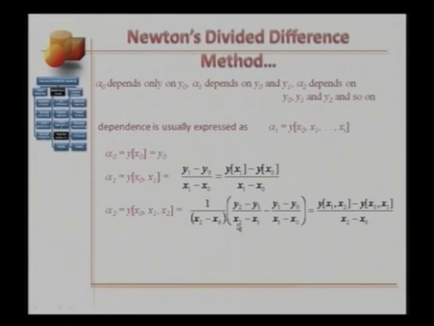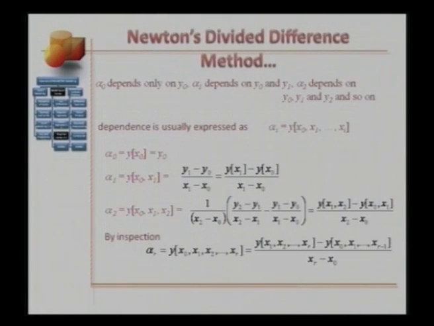y2 minus y1 over x2 minus x1 can be expressed as y within square parenthesis x1, x2. Try to relate this expression with this one here and raise the index by 1. y1 minus y0 over x1 minus x0 is the same as y within square parenthesis x0, x1, which is right here. And we borrow 1 over x2 minus x0 from here. Can you think of generalizing this? By observation or by inspection, it is possible.